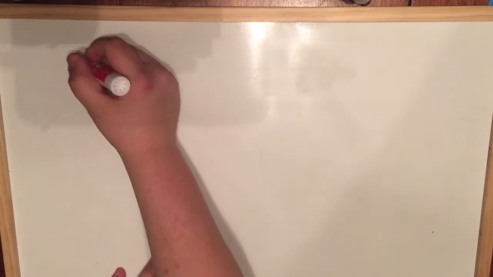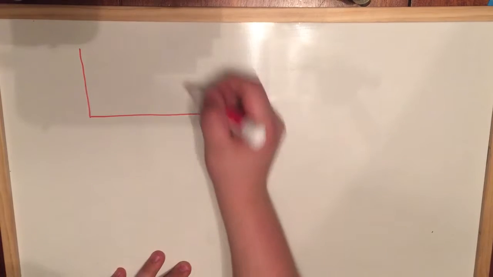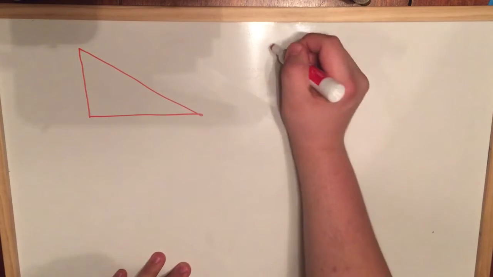So today we're going to be talking about SohCahToa, from the basic 30, 60, 90 triangle.